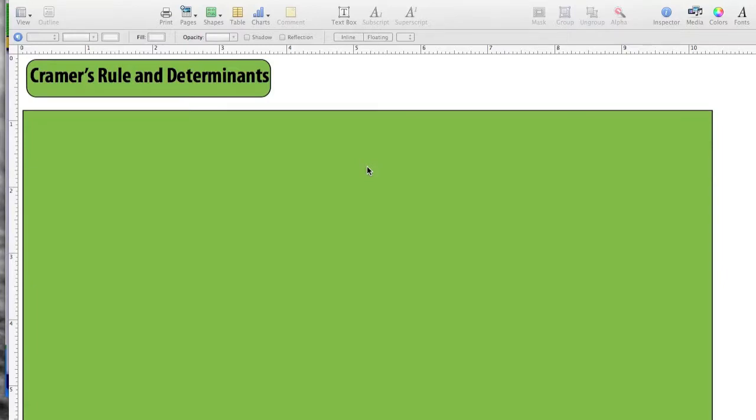Talking about Cramer's rule and determinants today. Now, determinants we did talk about yesterday, and I introduced Cramer's rule in its most elementary form, and we're going to kind of reach its full potential today.